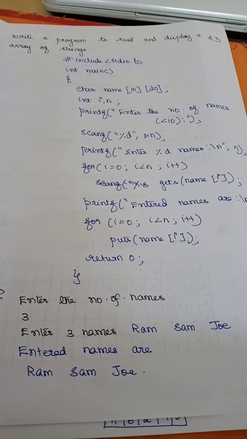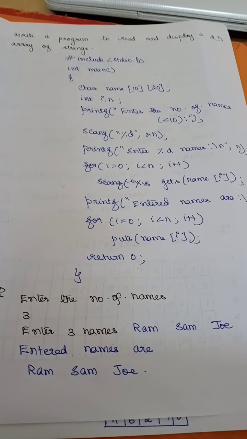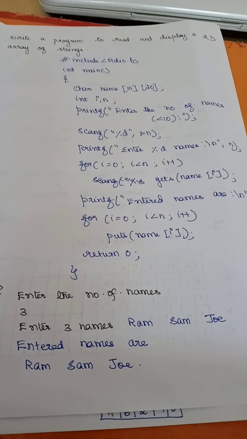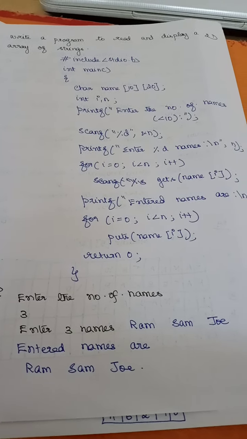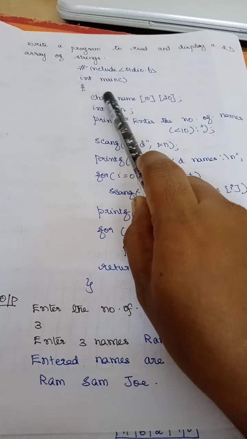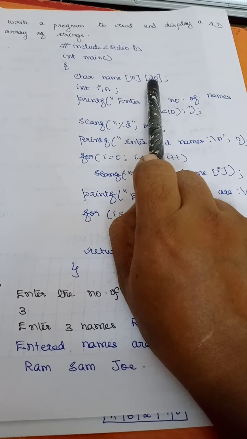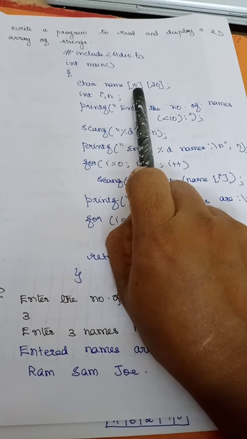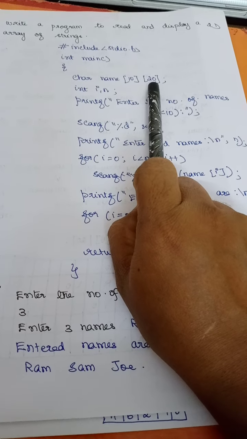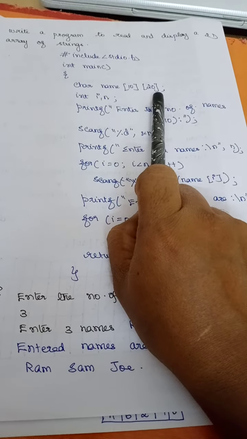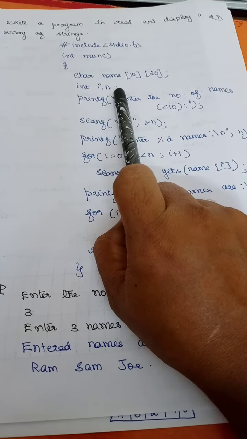So we'll see a small program. Write a program to read and display a two-dimensional array of strings. So how to read a 2D array and how to write a 2D array. It's very simple, right? So here I have declared char name[10][20]. What is the meaning of this? I am going to have 10 rows, and each row is going to be a character array of length 20. Is that clear? Right.